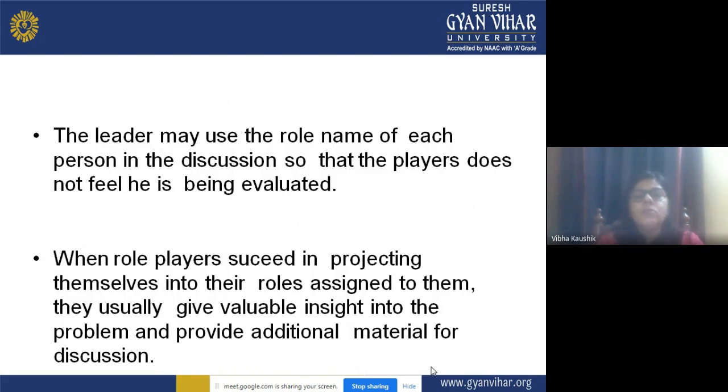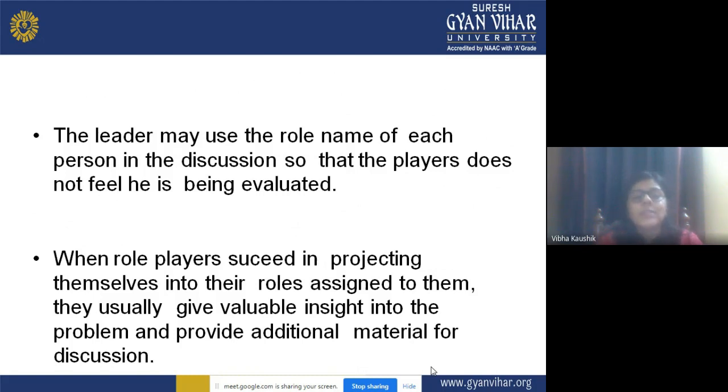The leader may use the role name of each person in the discussion so that the player does not feel he is being evaluated. It is the role of the leader to conduct the discussion in such a way that no player in the role play should think that he is being evaluated.